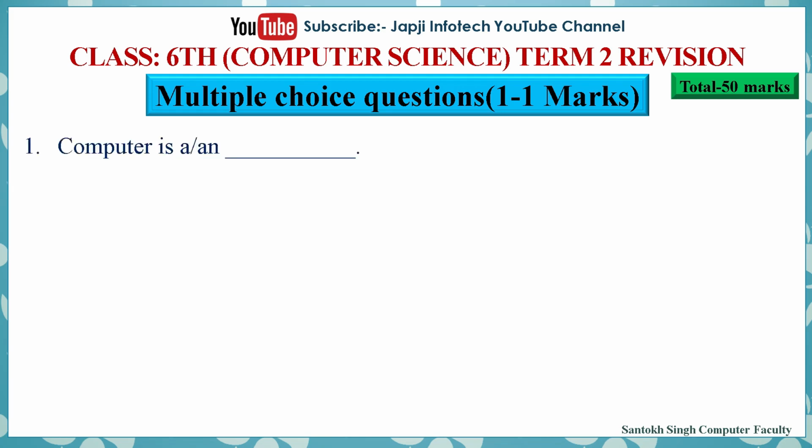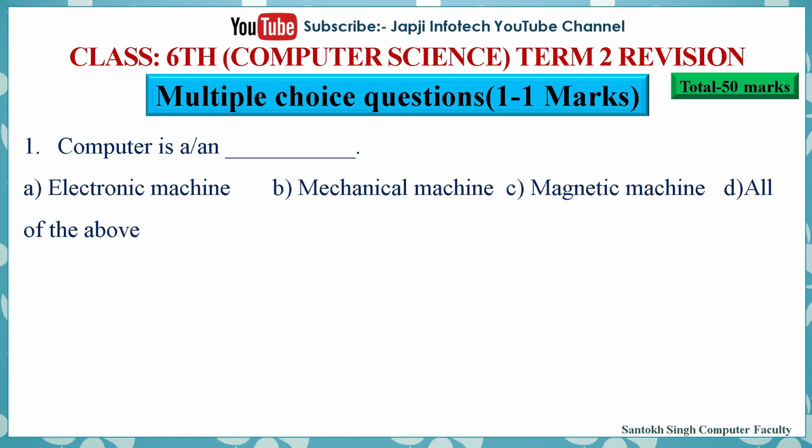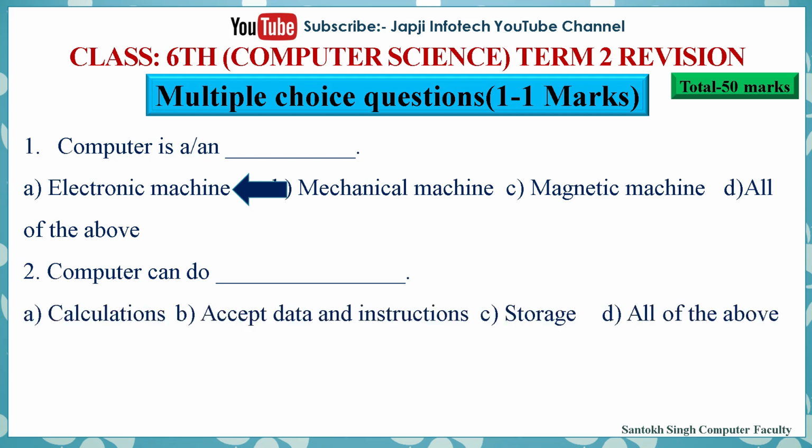The first question is, a computer is a or an dash, and the options are electronic machine, mechanical machine, magnetic machine or all of the above. The right answer is electronic machine. The second one is, a computer can do dash, and the options are calculation, accept data and instruction, storage, and the last one is all of the above. The right answer is all of the above.